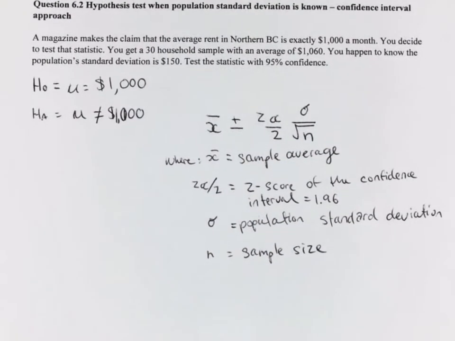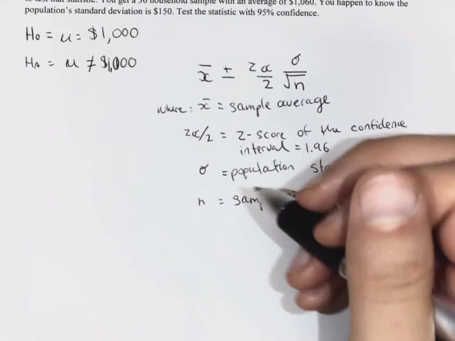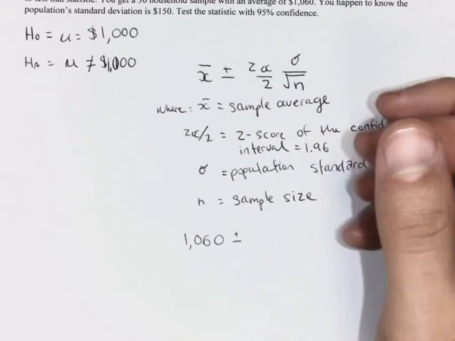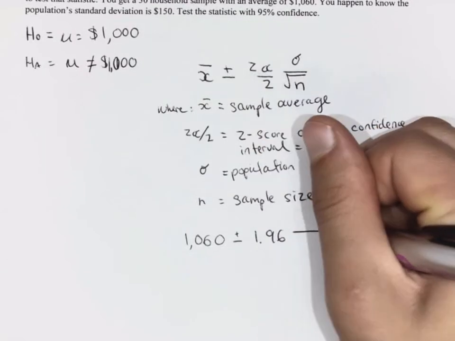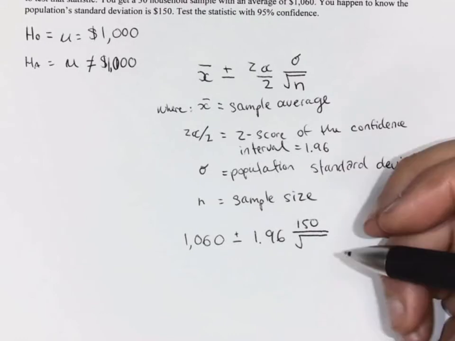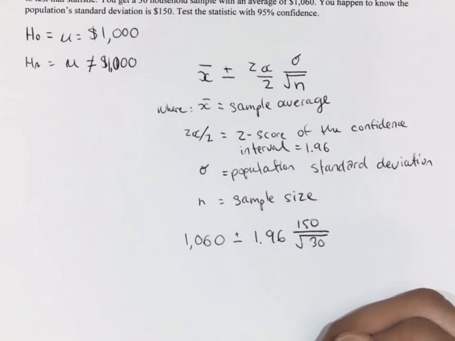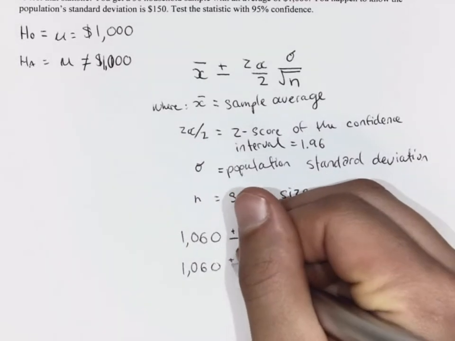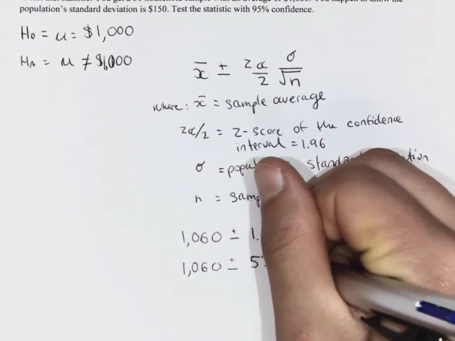So let's determine this. We have our sample average of 1,060 plus minus 1.96 multiplied by 150 over the square root of 30. We then get 1060 plus minus 53.65.